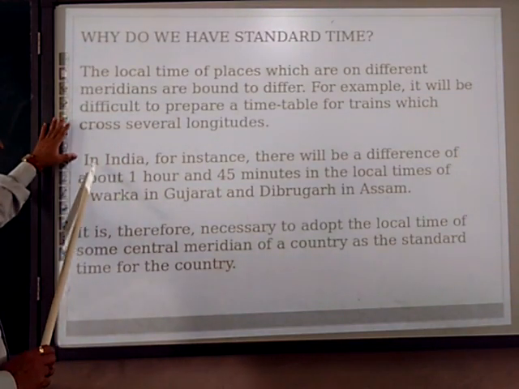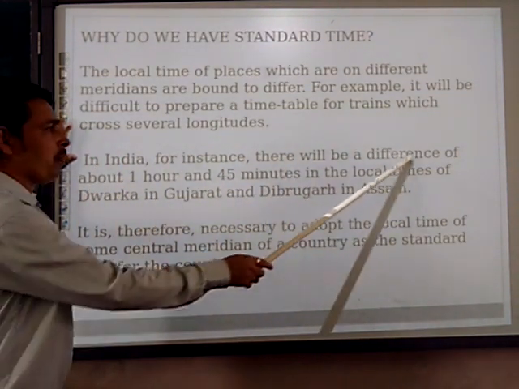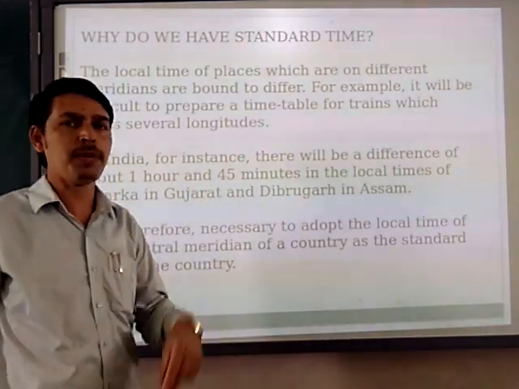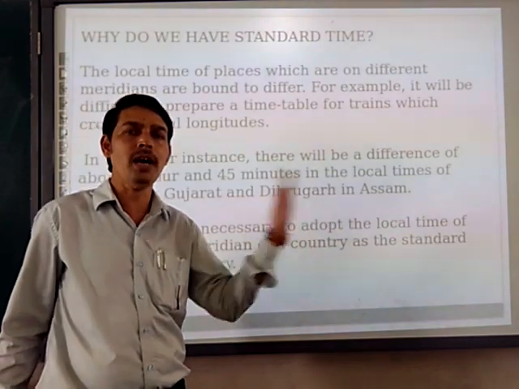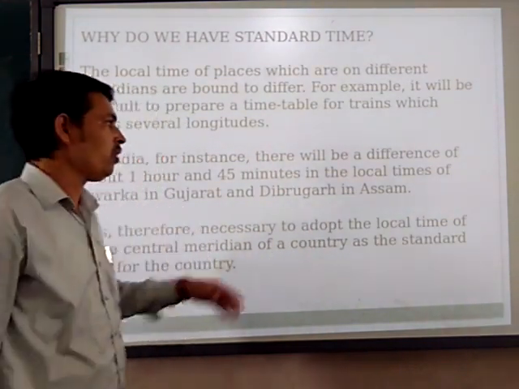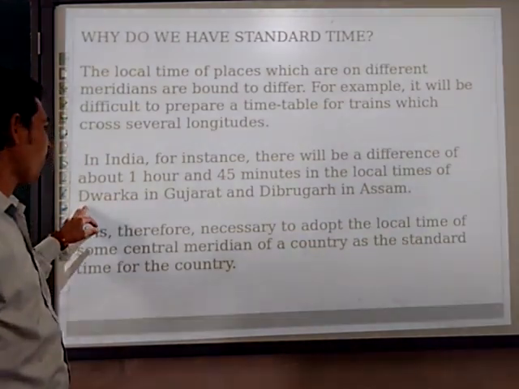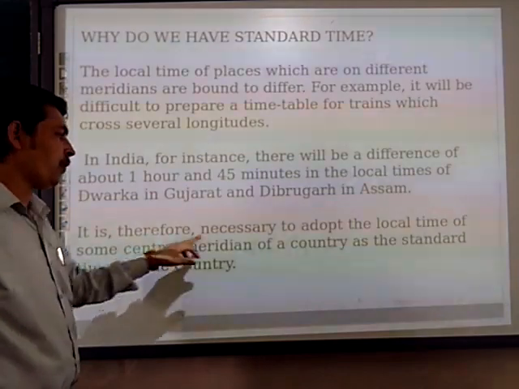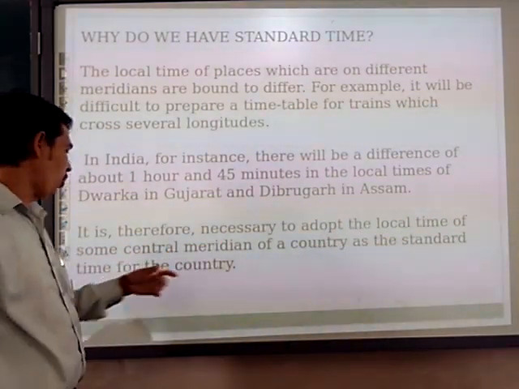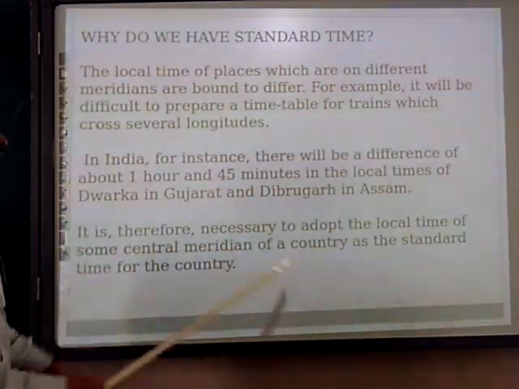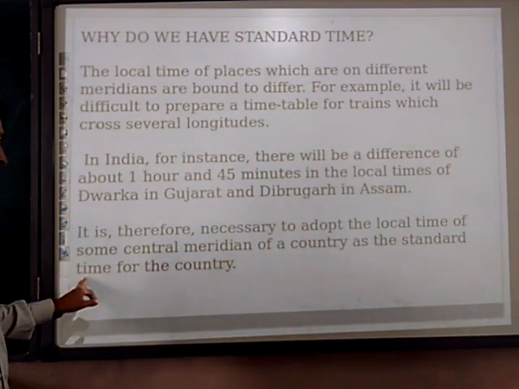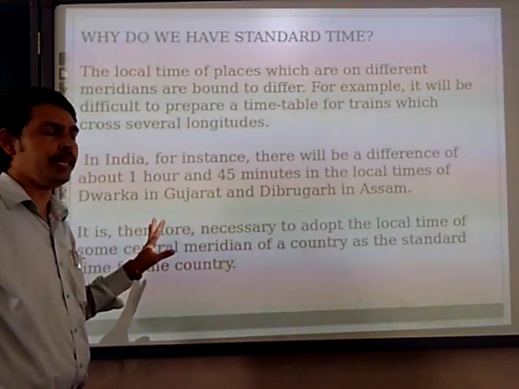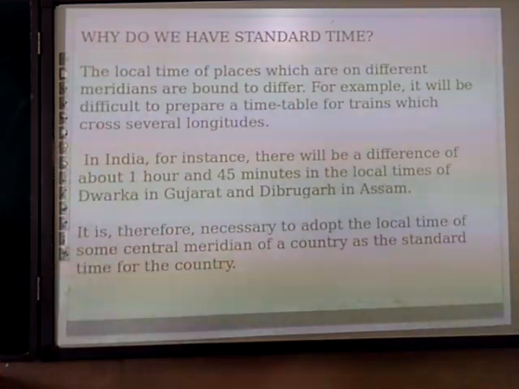In India, for instance, there is a difference of about 1 hour 45 minutes. That means almost 2 hours from Assam to Gujarat. So we are seeing here the local time from Dwarka in Gujarat and Dibrugarh in Assam. It is therefore necessary to adopt the local time of some central meridian of a country as the standard time for the country. So which is the standard meridian of India? We are going to see in the upcoming slide.